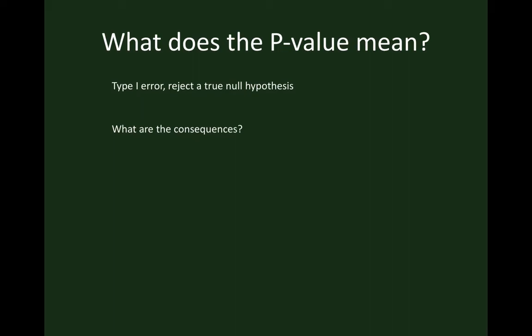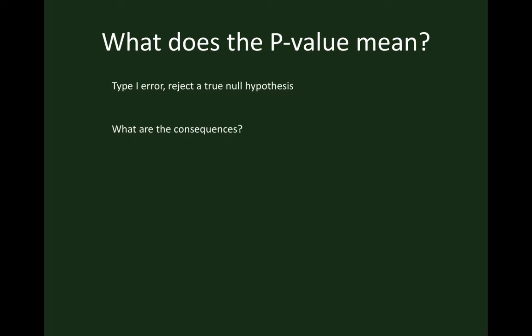A type 1 error in that context would be to reject the assumption that the person's innocent, to reject that null hypothesis in favor of guilt. And the type 1 error would mean they were actually innocent in the first place. That is a severe consequence. That is a situation where an innocent person goes to jail, is punished, fined. So those consequences are severe.